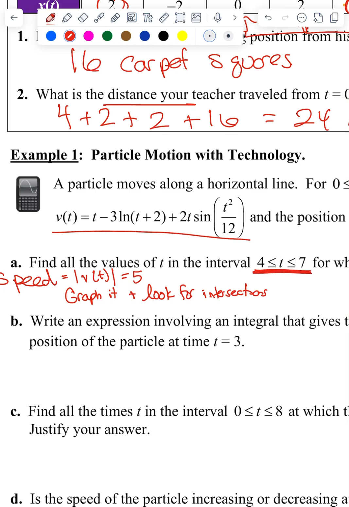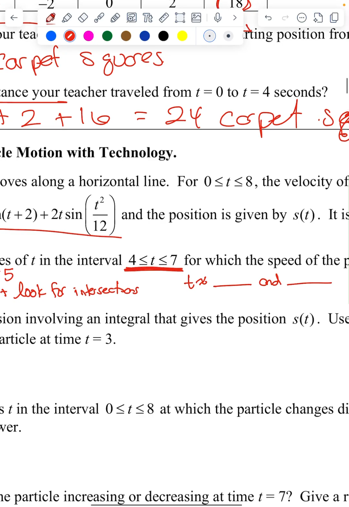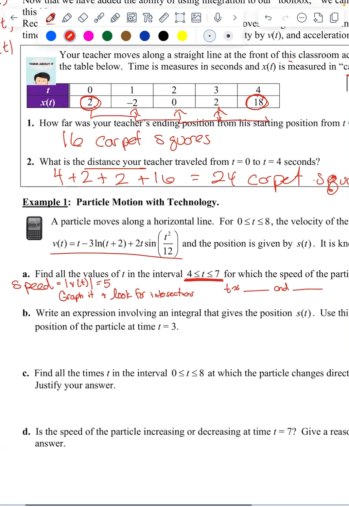We don't care about all of the intersections, but graph v of t, graph y equals 5, and look for the intersections. One thing I will tell you is you should end up with two answers for this: t equals some value and another one. So take a second and figure that out.